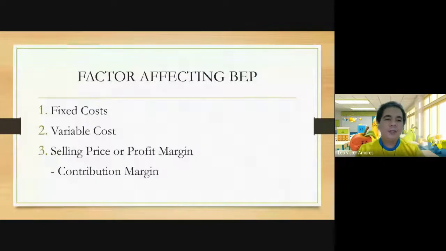For businesses, you'll have to consider the following. What are the 3 types of cost when it comes to computing your break-even point? Number 1, fixed cost. Basic example is warehouse. If you rent a warehouse with a capacity of 50,000 units, and then you're only storing 10,000 units, you'll have to pay the equivalent of 50,000 units. Okay. Variable cost is a type of cost that as your volume increases, your cost increases. Selling price or profit margin is the selling price per unit.